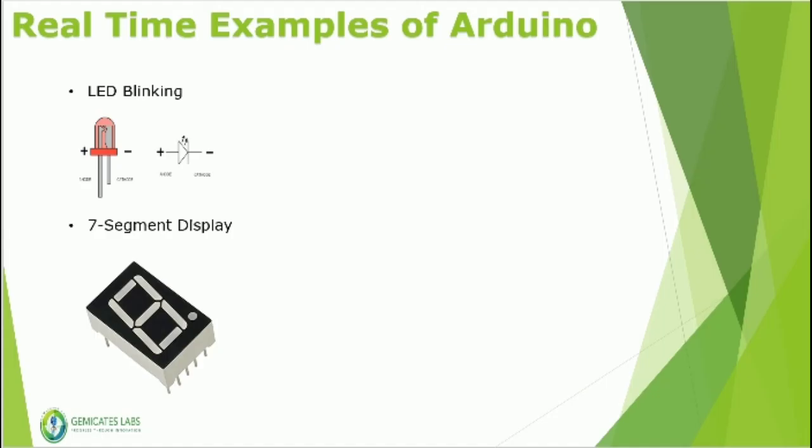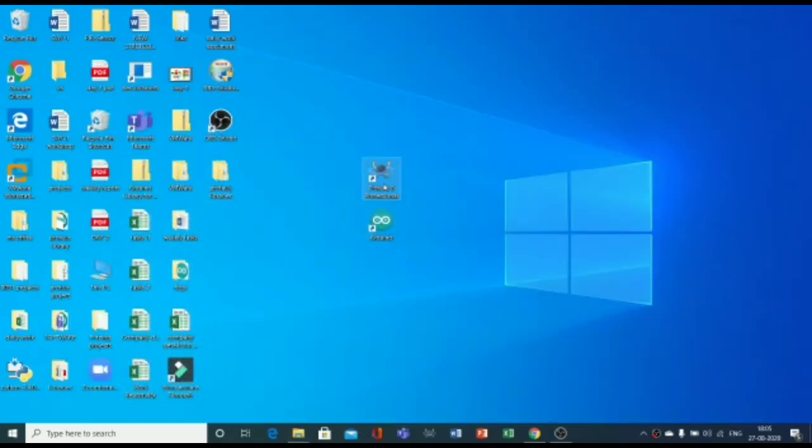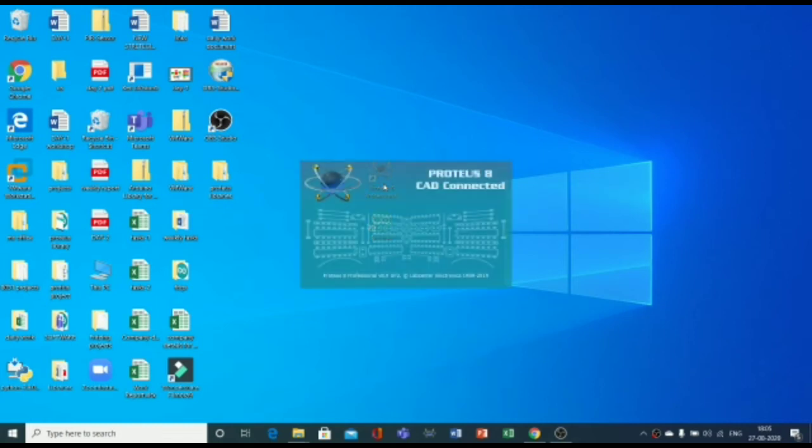Now, let us see some real-time examples where we use Arduino. One is in LED blinking and another one is in 7-segment display. Now, we are going to see how to blink LED by interfacing with Arduino. LEDs are small lights which are used in many applications. LED blinking is as simple as switching light on and off. LED blinking is commonly seen in sound indicators, music players, visual indication in highways, etc. Now let us see how we are going to interface LED with Arduino in Proteus.